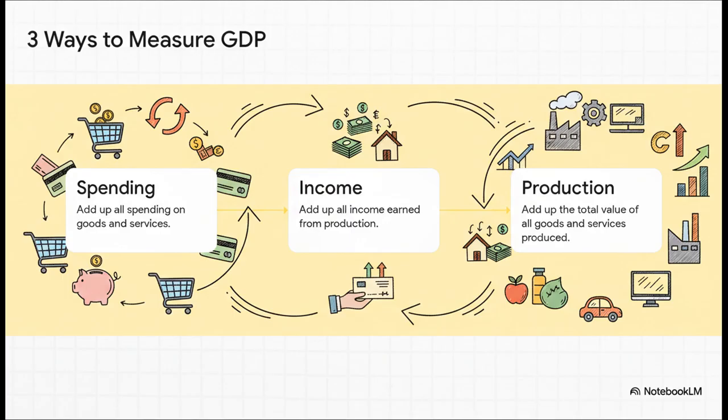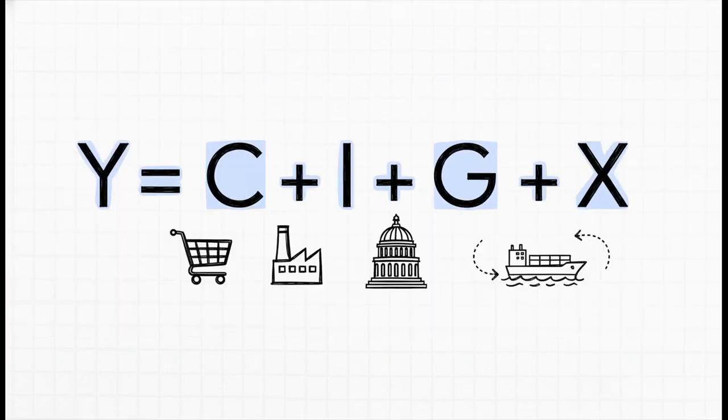It's a big circle, so all 3 methods should match up. Now, the most common way to do it, and this is the one you will absolutely 100% see on your exams, is the spending approach. It comes with this legendary formula Y equals C plus I plus G plus X.